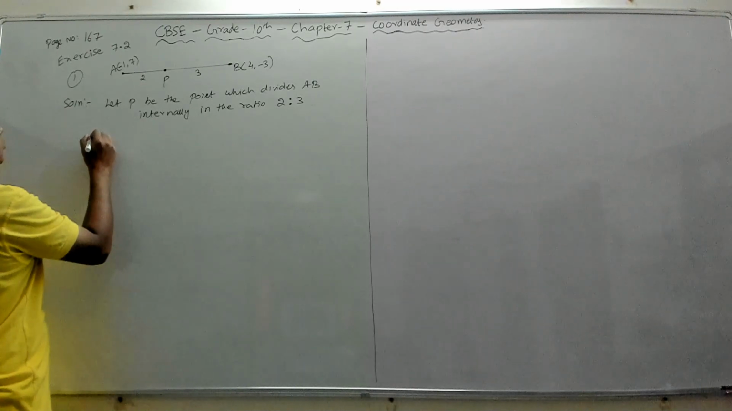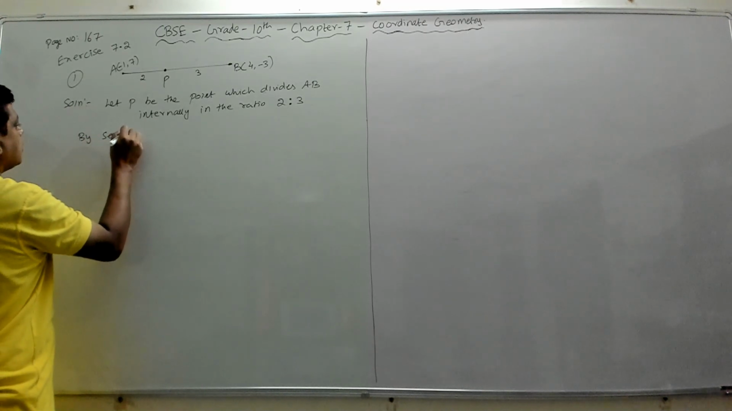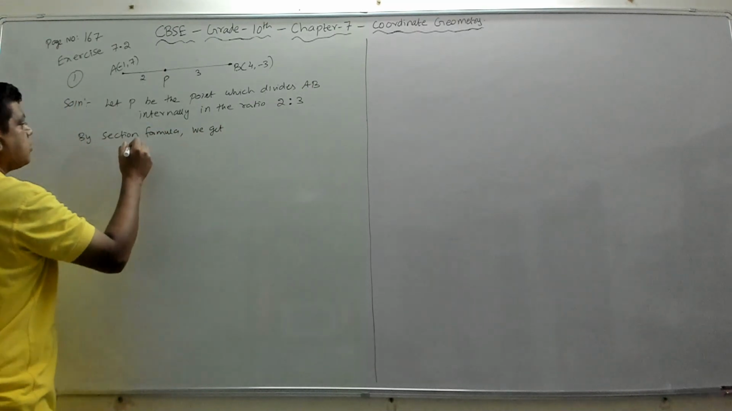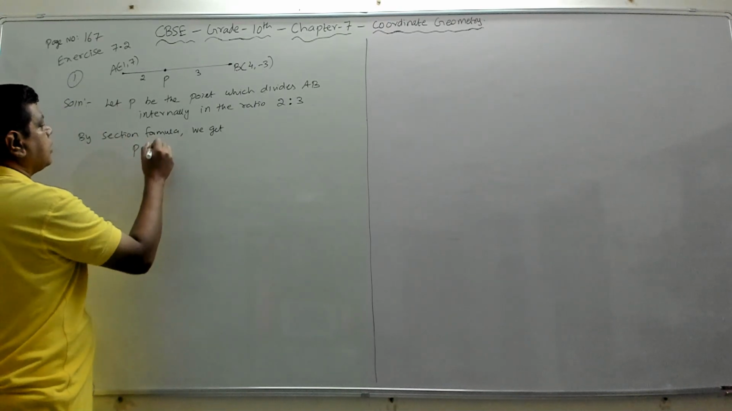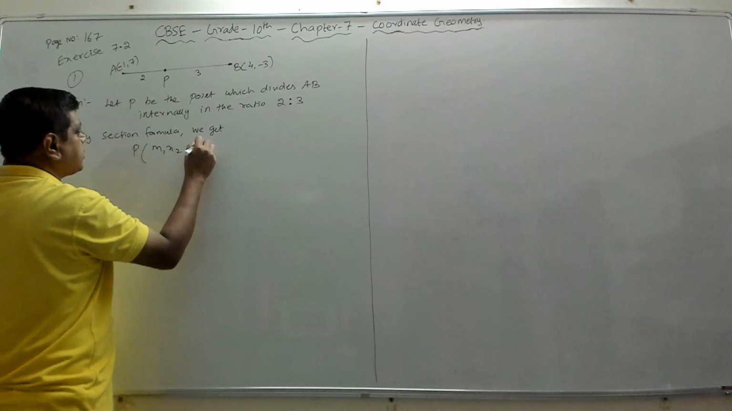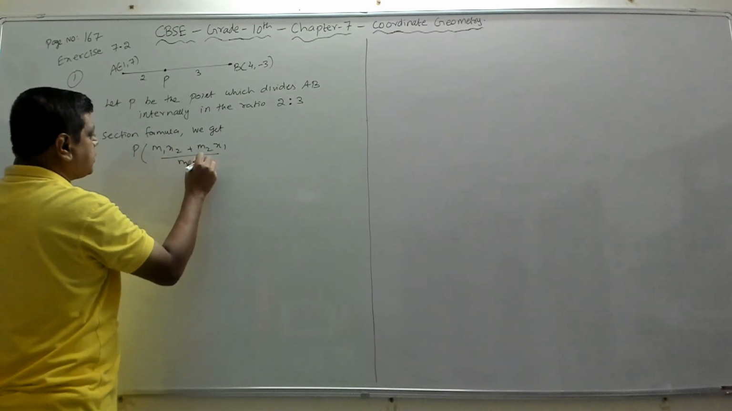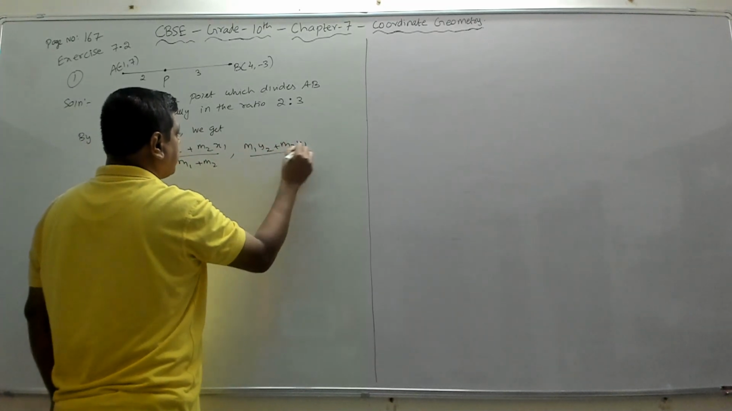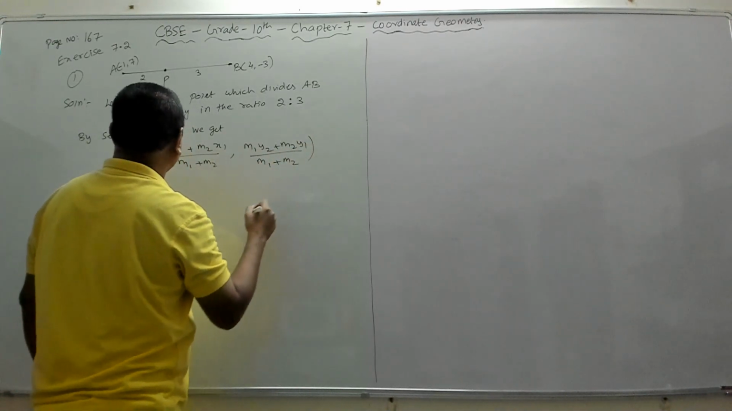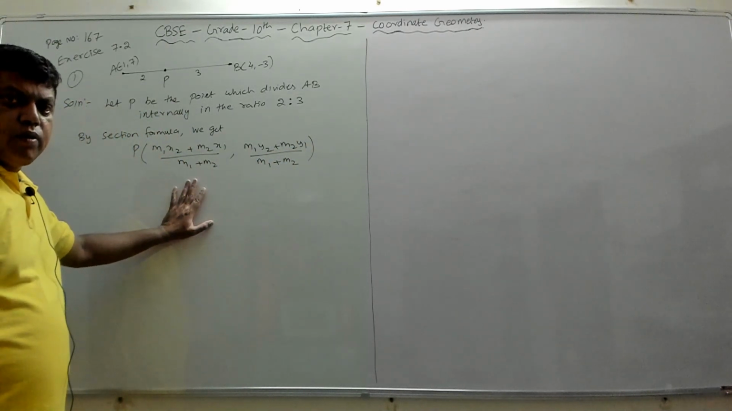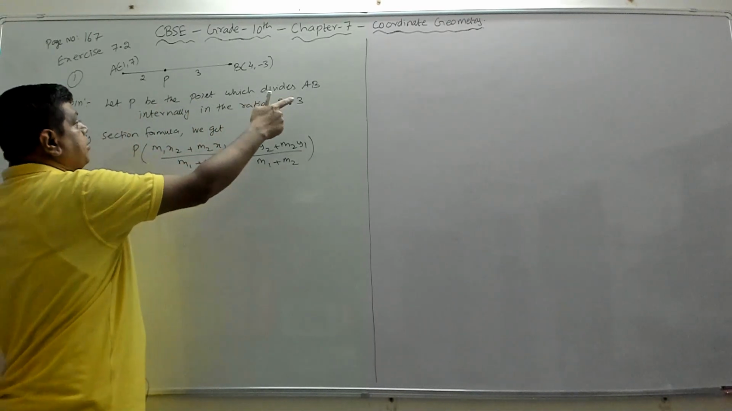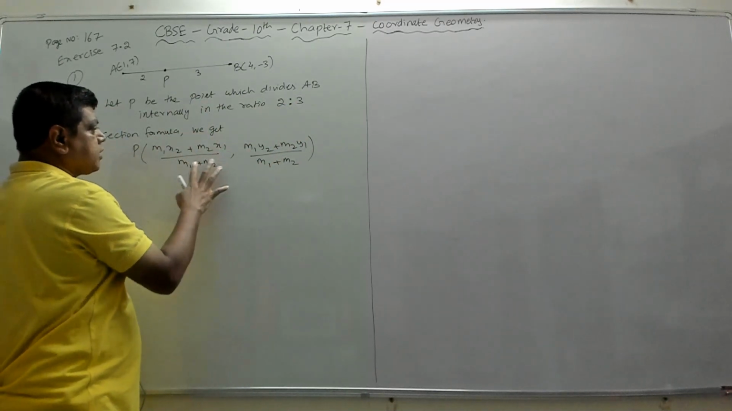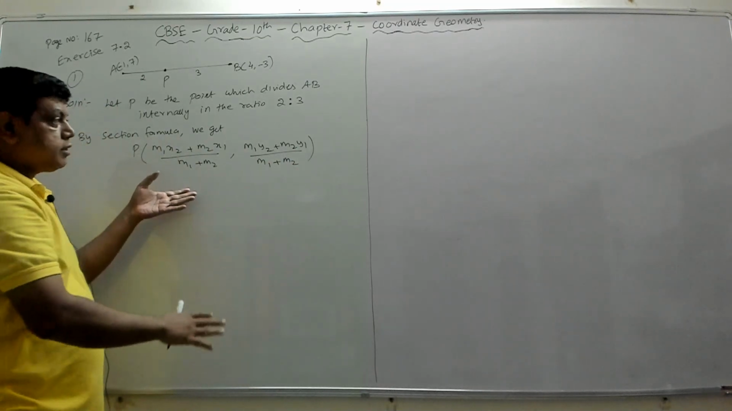So by section formula, we get the point P as m1x2 plus m2x1 by m1 plus m2, comma m1y2 plus m2y1 by m1 plus m2. So that's what the point P is given by section formula. If P divides AB in the ratio m1 is to m2, then by section formula the coordinate of P is given by this. This is our section formula.